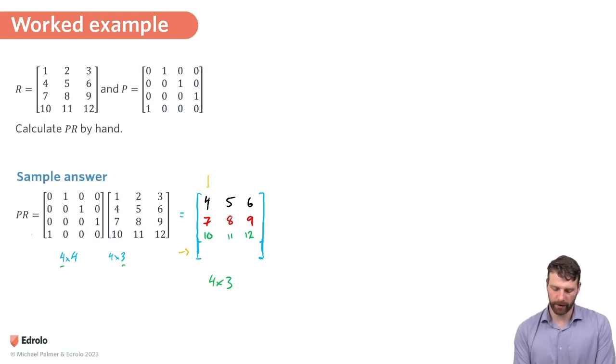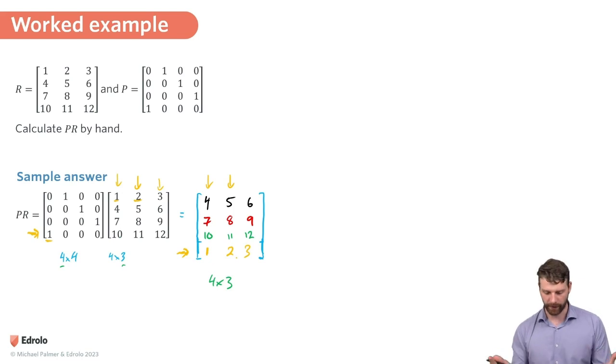We need row 1, column 1. So row 1, column 1. Oh, look, 1's in the 1st position, so we're going to return that 1st position. That's a 1. And to get row 1, column 2, I need row 1, column 2, and the 1's lining up with the 2. So we'll put a 2 in there. And finally, we've got row 1, column 3, which is a 3. Excellent. So we've got our final matrix there.